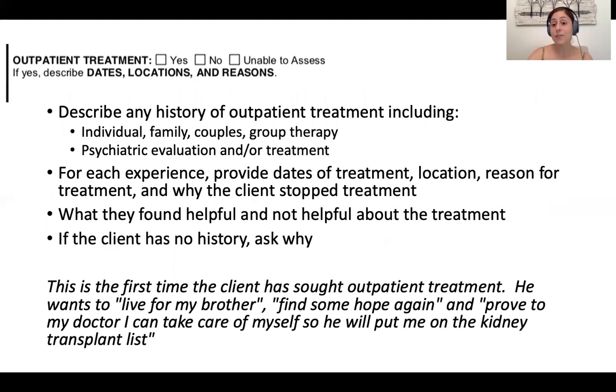If they have had previous experience, you would need to provide information about the type of therapy. Was it individual, family, group, etc.? The dates of treatment, beginning date, end date, or an estimate if they have it. If they can't give you dates, an estimate of how long they were in therapy. The reason for treatment: is it the same as why they're coming to you now, or a different reason? And why treatment was stopped.